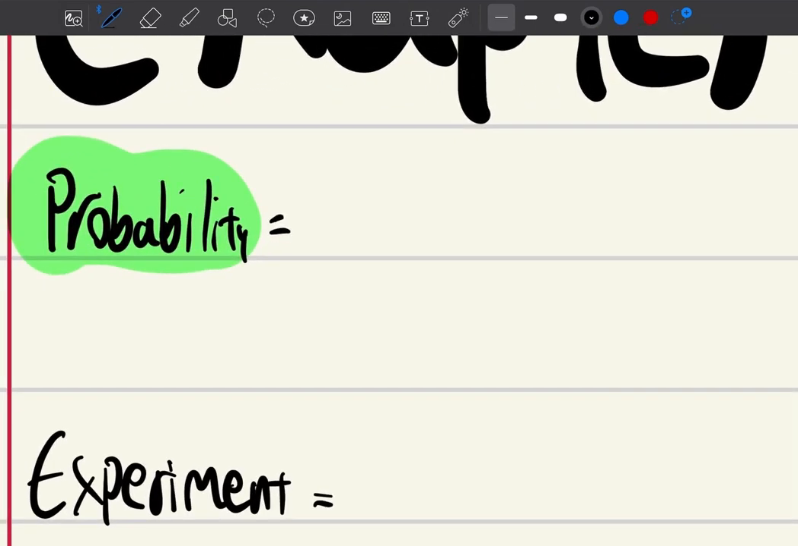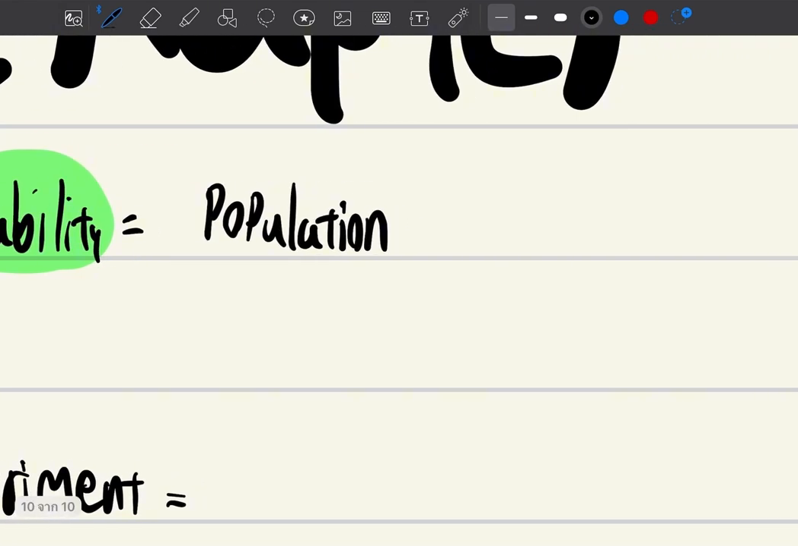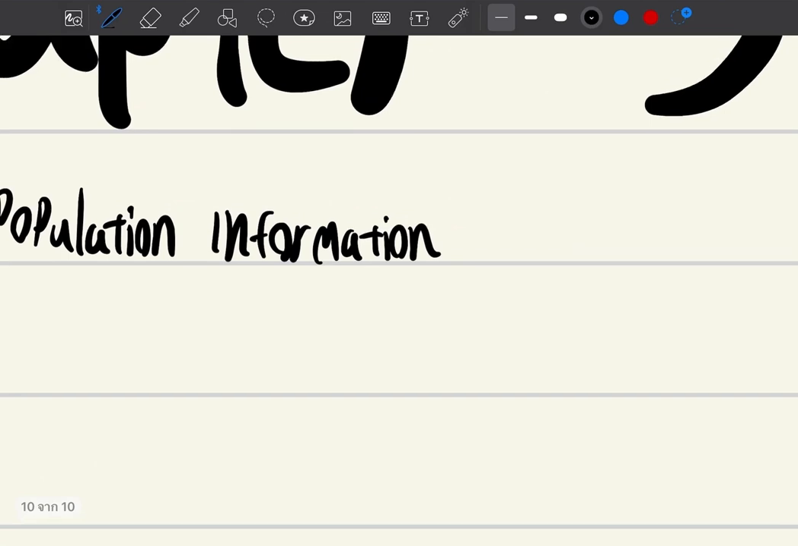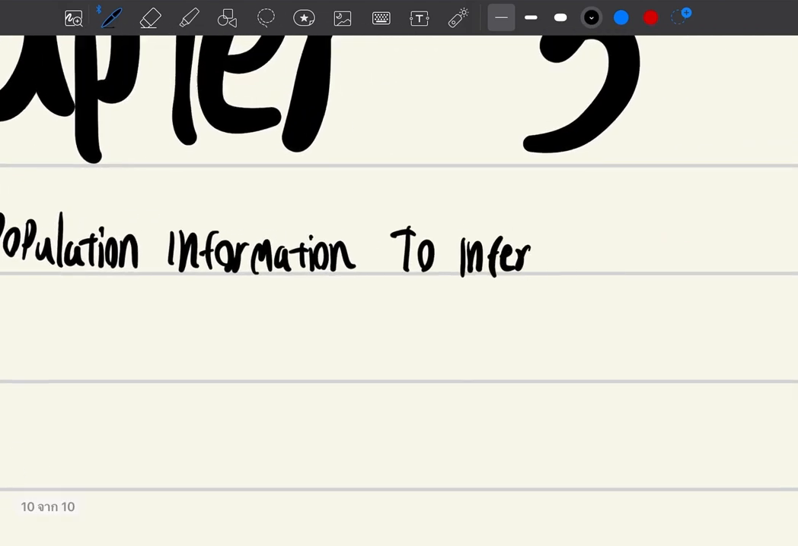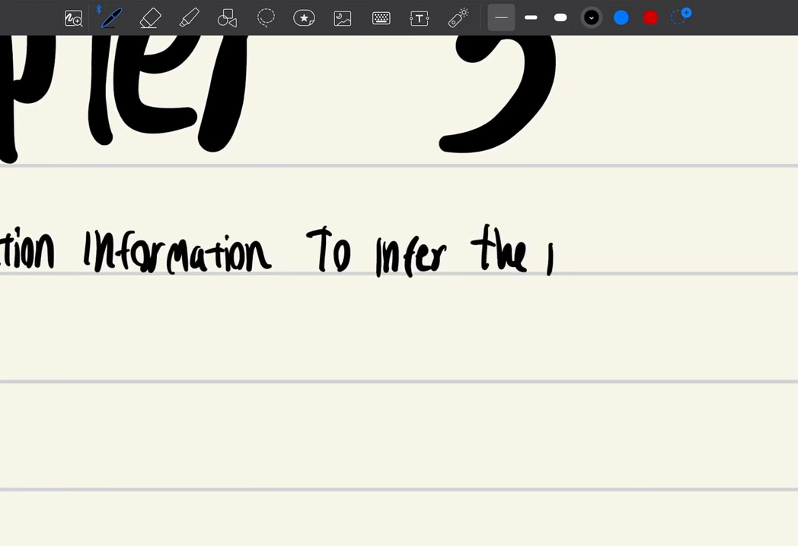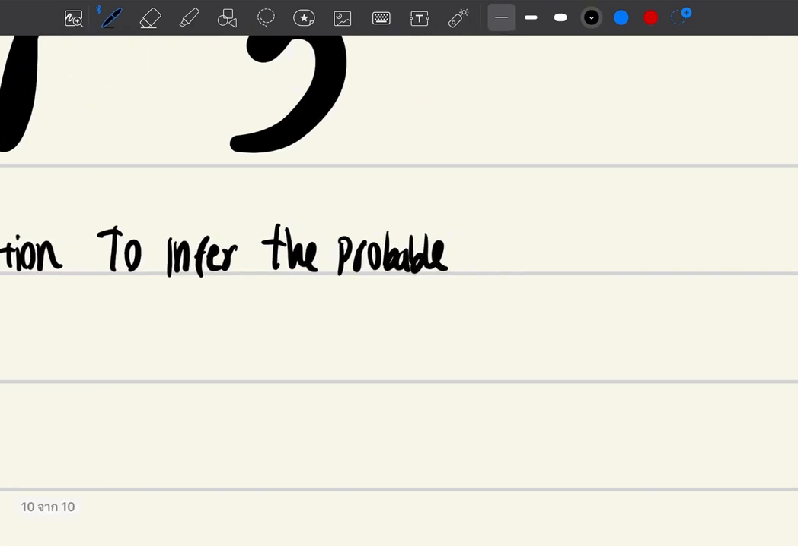So probability, we use population information to infer the probable nature of the sample.